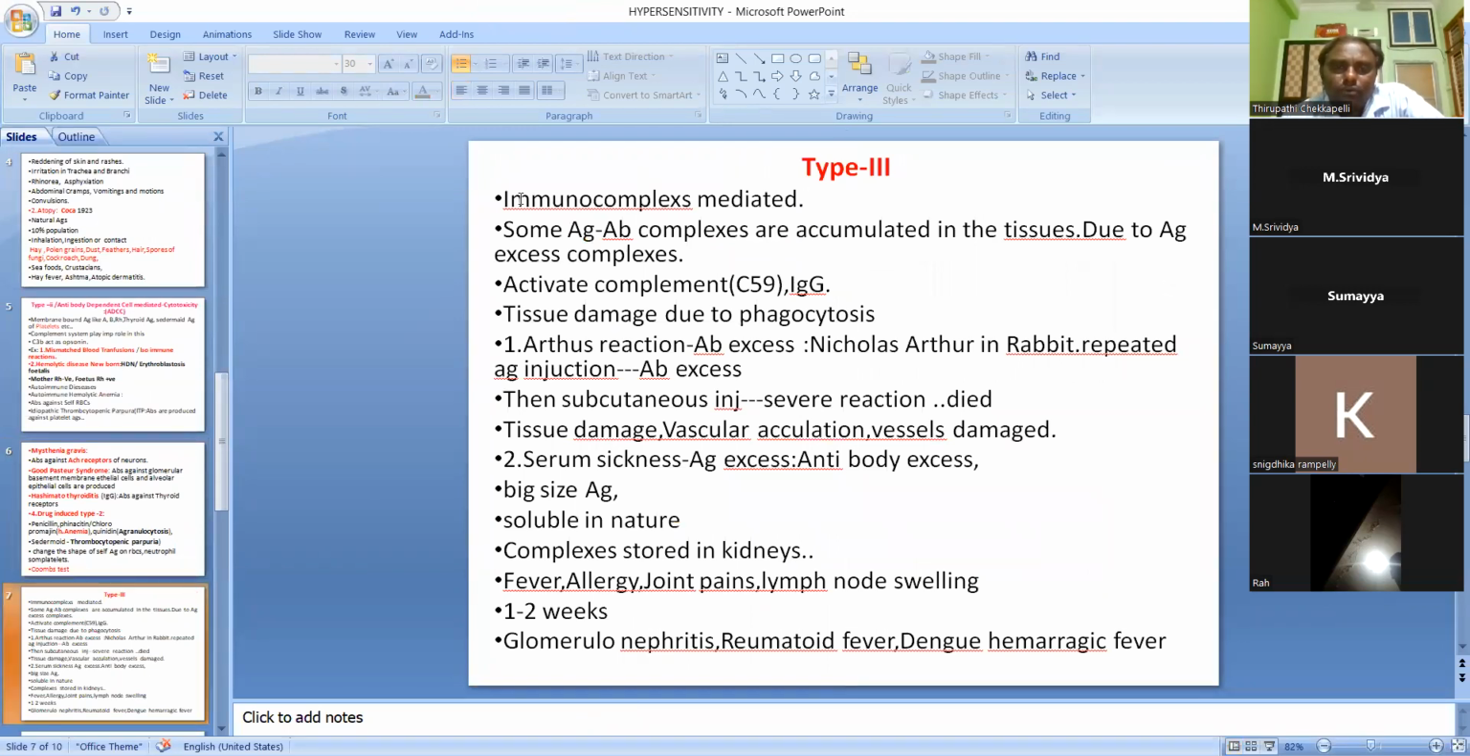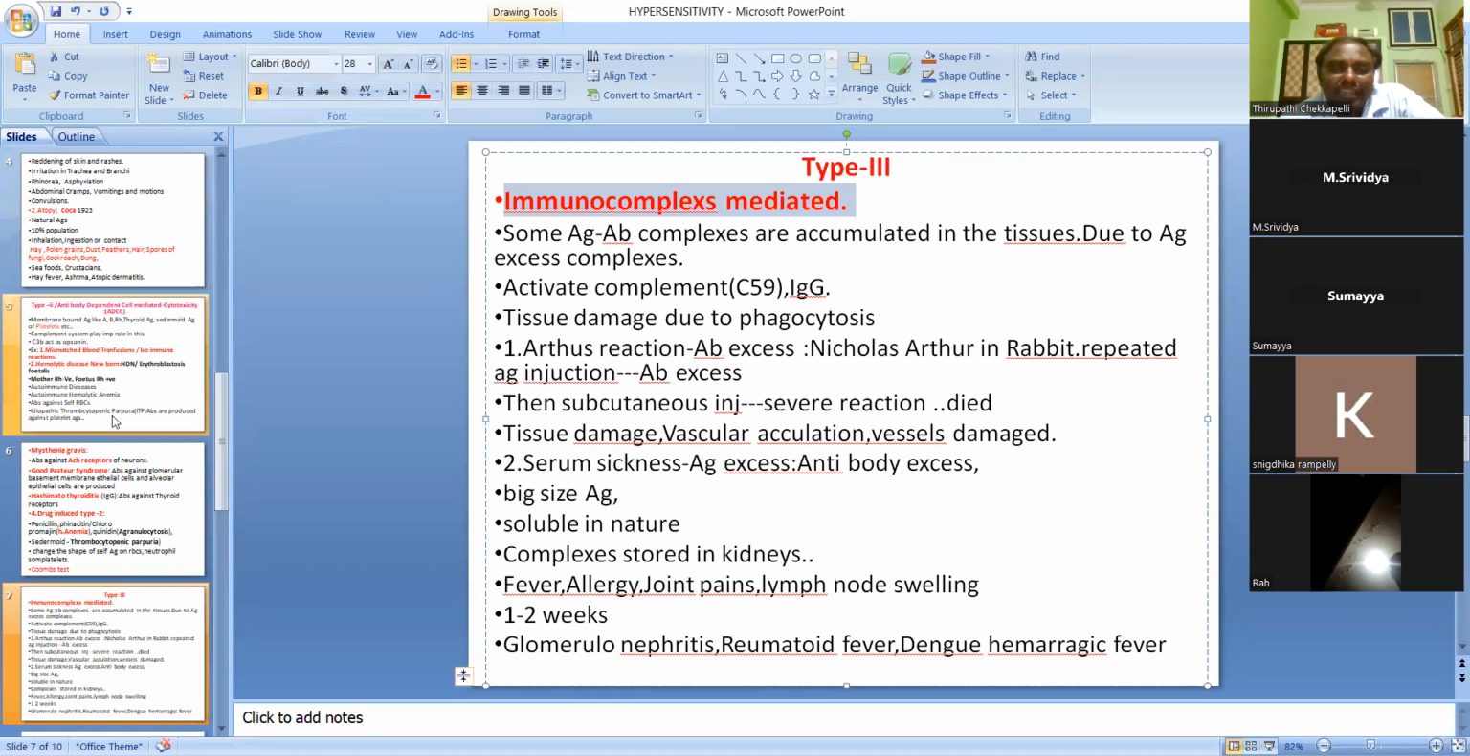Type 3. You should remember this heading, the heading after the first heading. So type 2 is antibody dependent cell mediated cytotoxicity. The first one is anaphylaxis and atopic allergy, the immediate type of hypersensitivity. For type 3, this is the example they ask, leaving everything else aside, they ask this heading. Immune complex mediated type of hypersensitivity is which type of hypersensitivity? Type 1, type 2, type 3. Type 3. So type 3 is immune complex mediated hypersensitivity.